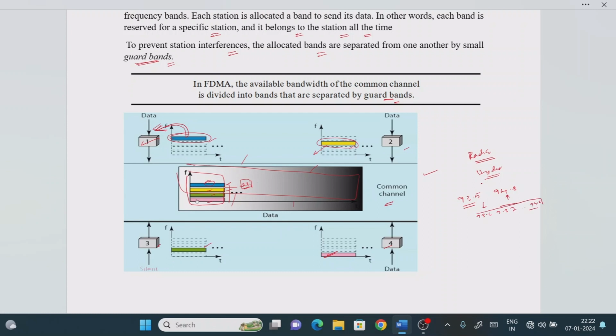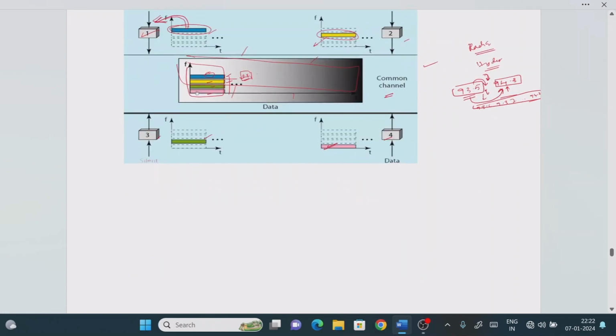Why am I not going to use these? If we use the nearby frequency, interference occurs. So to avoid this interference, we leave some of the frequencies in between, so that interference will not occur from one frequency to another frequency. That is what we call the guard band operation. Simple thing: to prevent station interference, the allotted bands are separated from one another by small guard bands. That is the meaning of this.